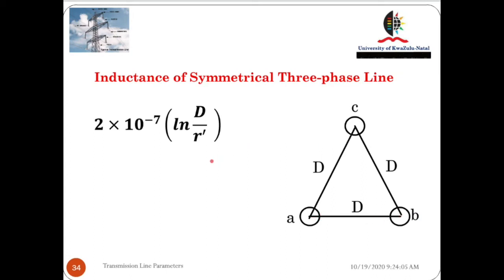And if we write those equations following that one, then we'll find out that it will always be equal to 2 times 10 to the power minus 7 times log D by R prime for each and every conductor of a three-phase equilateral triangle. If we have this kind of arrangement, we call it symmetrical spacing, meaning the conductors are symmetrically spaced, meaning the distances between them is the same, A and B, B and C and A. All the time it will be the same.